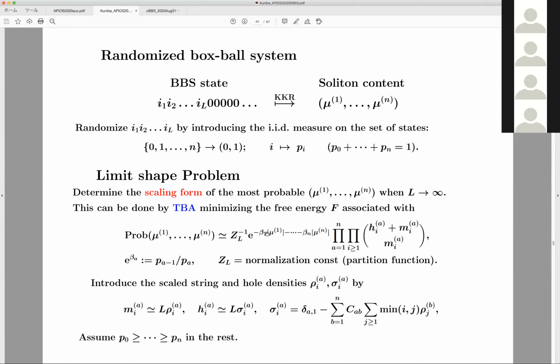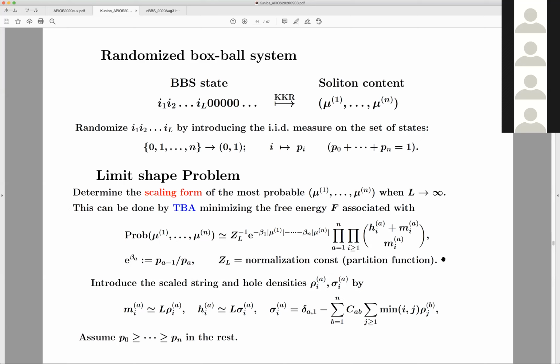So these temperatures are related to this IID parameter in this manner. So this is a special case of a GGE, generalized Gibbs ensemble with n temperatures. And Z_L is the normalization constant, the partition function.